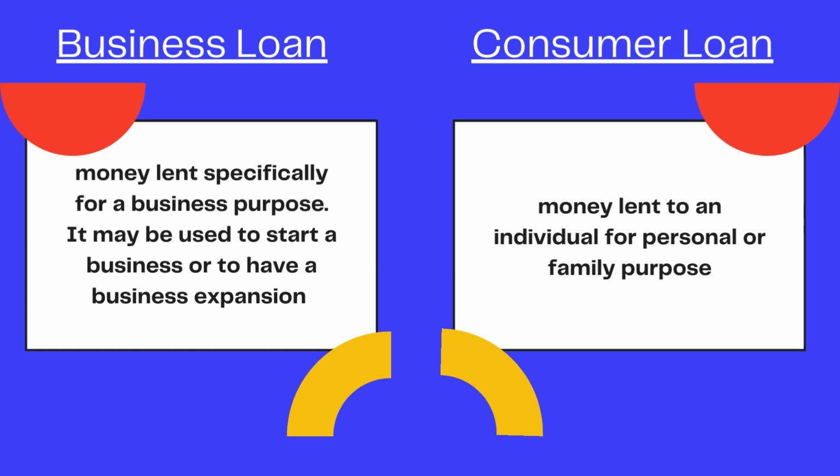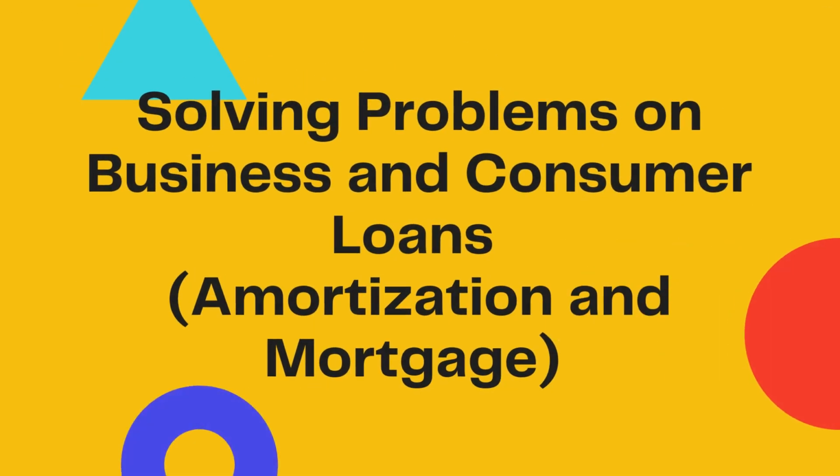So it is clear, class, that when we say the money that we loan is intended for business expansion or for business use, that is exactly identified as a business loan. On the other hand, if you are going to borrow money to use for personal events or for family purposes, this is described as one of the consumer loans. Now let's move forward to solving problems on business and consumer loans.